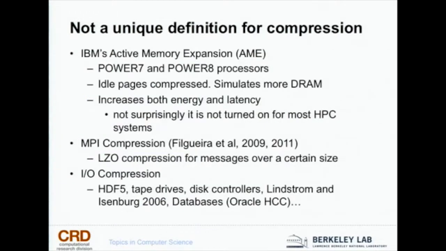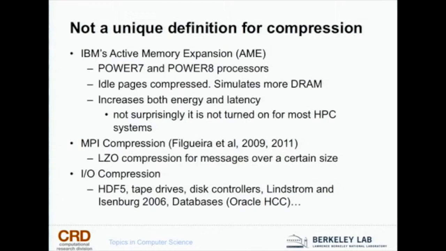So this isn't a unique definition. So Power 7s and Power 8s provide what's called active memory expansion. So idle pages get compressed. That lets you simulate as if you have a larger DRAM machine. So you go to IBM, you buy a machine of this size, and IBM says, well, you have to install this much RAM, but I'm going to let you pretend like it's an even bigger RAM machine. You go, more RAM, awesome. I love you, IBM. I'm going to give you my money.